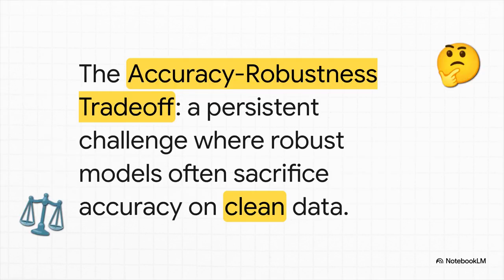But this leads to one of the biggest headaches in the whole field. It's called the accuracy-robustness trade-off. And what that means is, the more you make an AI into a fortress, really tough against attacks, the more it can actually hurt its performance on normal, clean data. It becomes a little less accurate in its day-to-day job. And for researchers, that is a constant, frustrating balancing act.